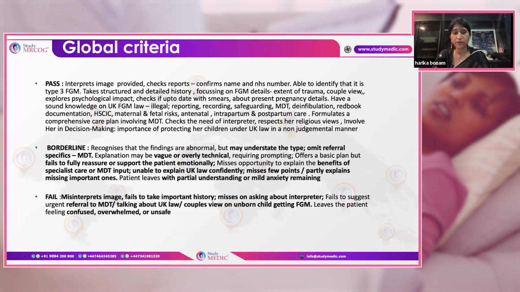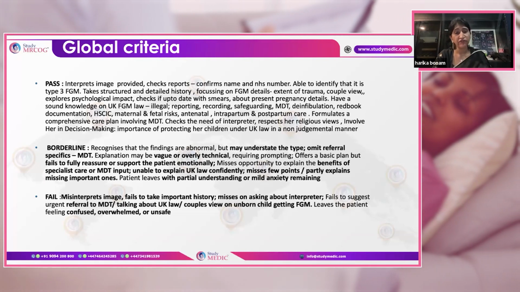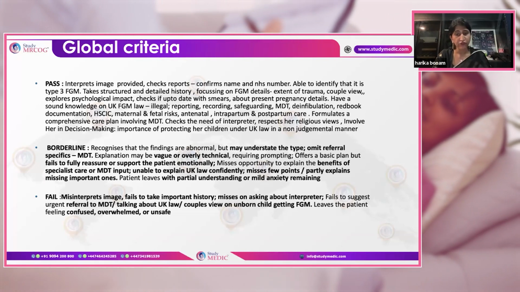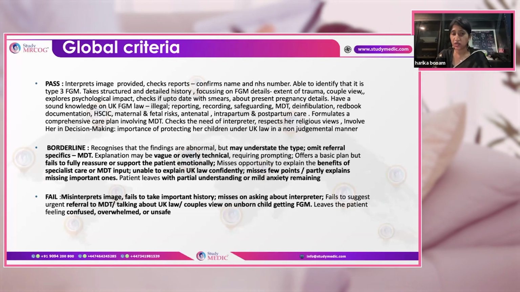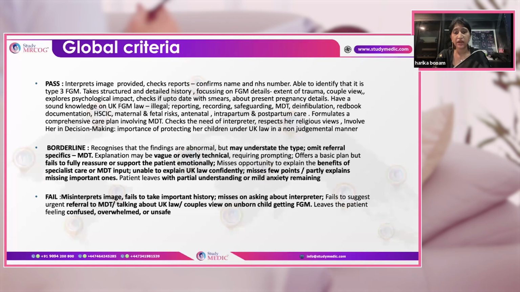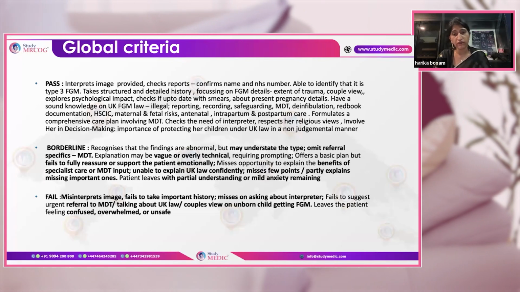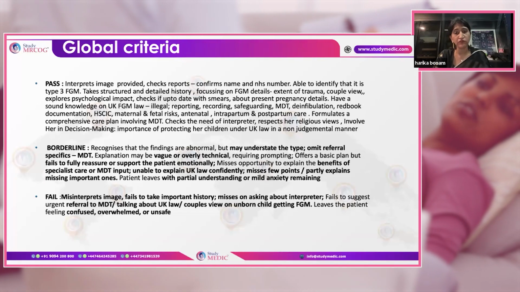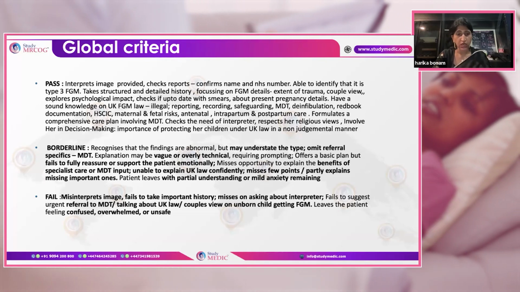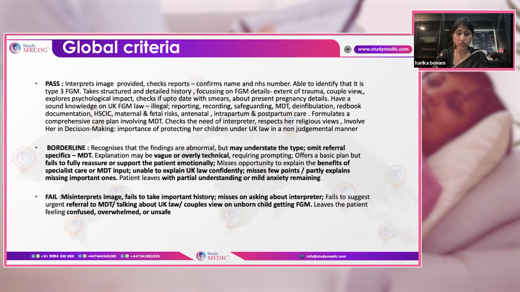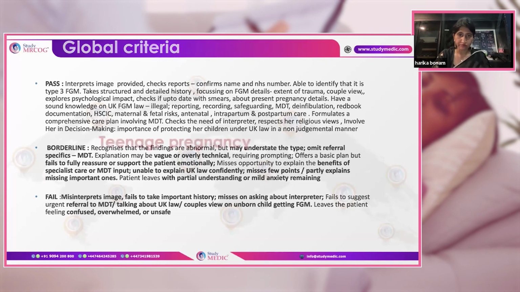Fail: you will get a fail if you are not able to interpret the image, and if you fail to take important history, if you miss asking about the interpreter, no referral to the MDT is done, you are not aware of UK law, and do not ask about the couple's views on the unborn child getting FGM, and you leave the patient confused or overwhelmed and unsafe. In those situations, you'll be scored a fail.